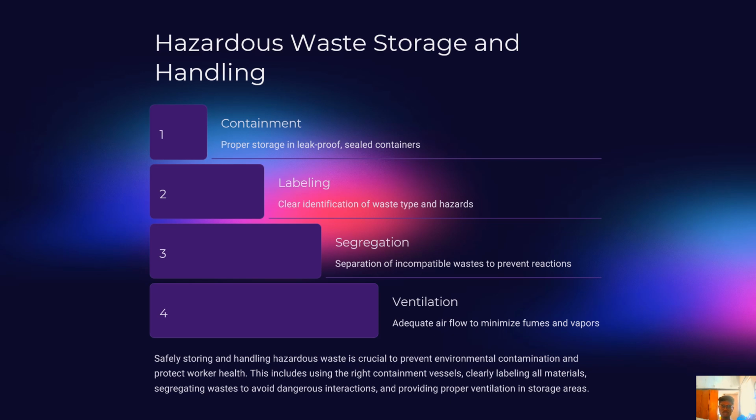Hazardous waste storage and handling. Containment. Proper storage in leak-proof sealed containers. Labeling. Clear identification of waste type and hazard. Segregation of incompatible waste to prevent reactions. Ventilation. Adequate airflow to minimize fumes and vapors.